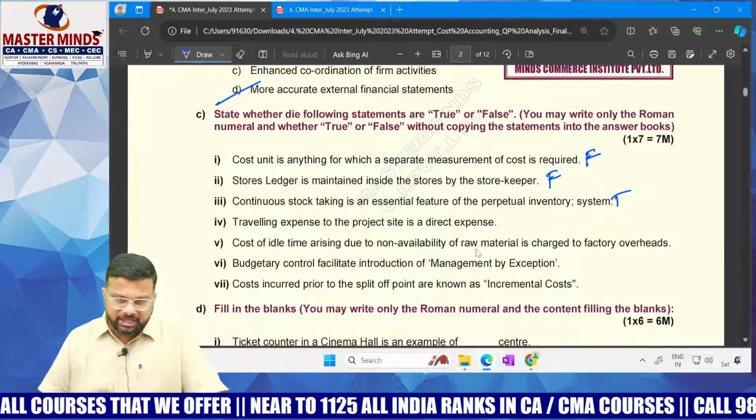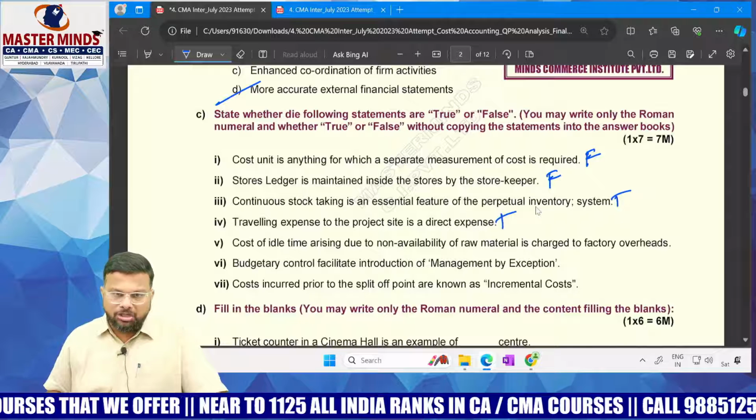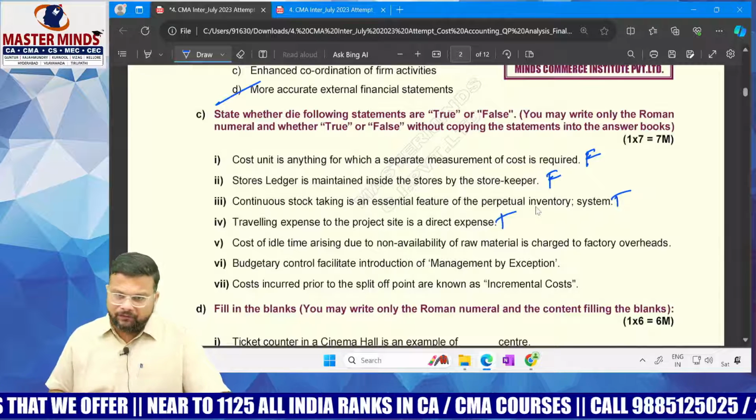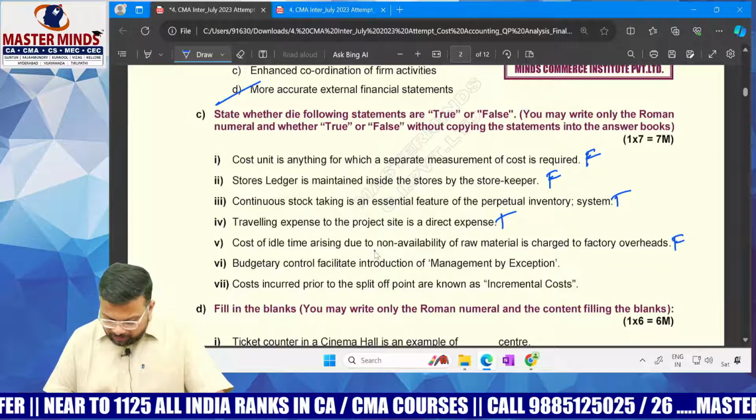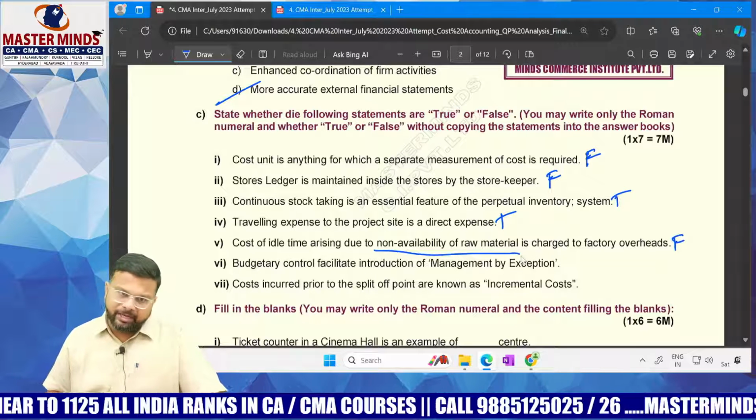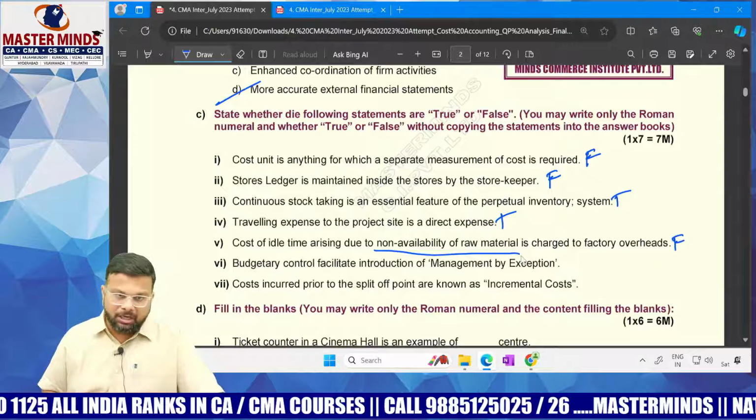Traveling expenses to a project site is a direct expense. That is also true. Cost of idle time arising due to non-availability of raw material is charged to factory overheads. That is false, because non-availability of raw material means it is abnormal in nature. It should be charged to costing P&L account.